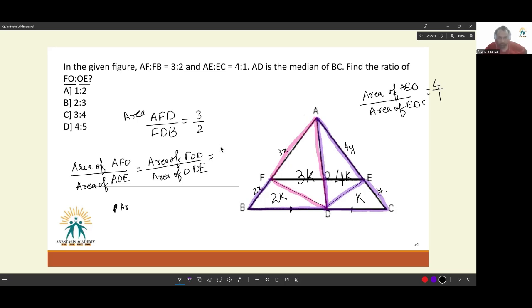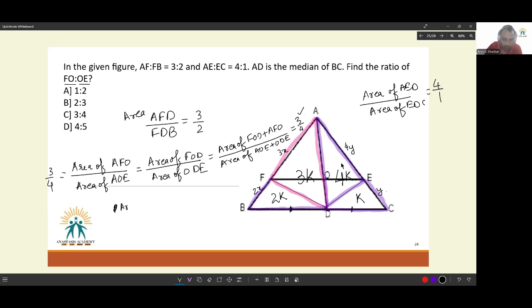This ratio will be equal to area of FOD plus AFO by area of AOE and ODE. And do we know this ratio? Area of FOD and area of AFO, these two add up to give me 3K. Area of AOE and AOD add up to give me 4K. So the ratio here is 3 by 4. Now work your magic backwards. This 3 by 4 is also true for this first ratio or the second ratio.